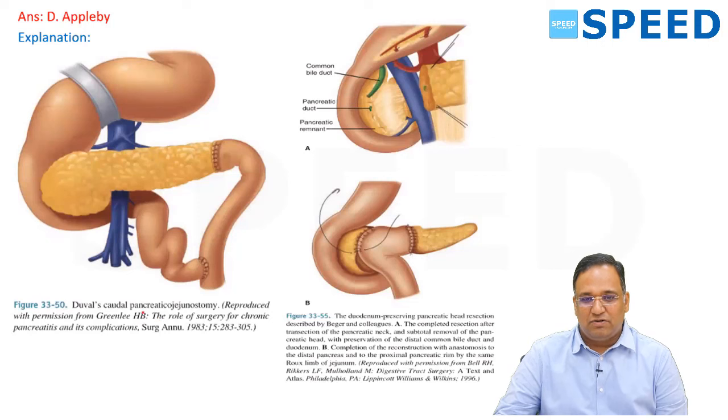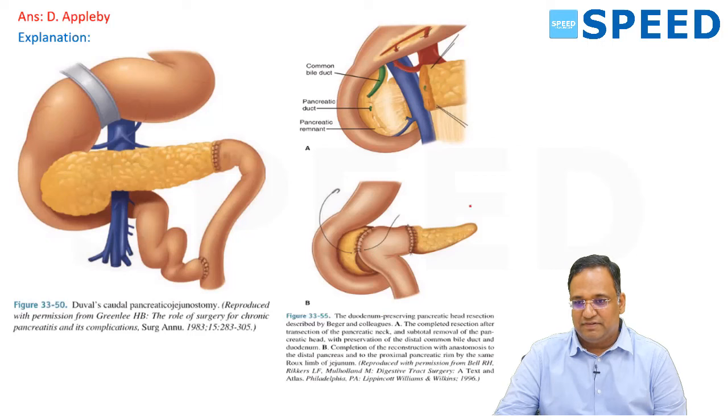So, Duval's caudal pancreatic jejunostomy, you can see the procedure here, self-explanatory. Number 2 is the Beger procedure. So, it is very clear that the duodenum preserving pancreatic head resection, yes, it is called Beger procedure. Understood?